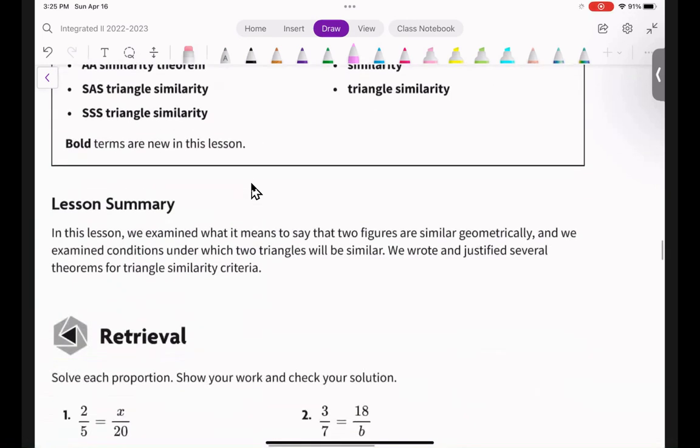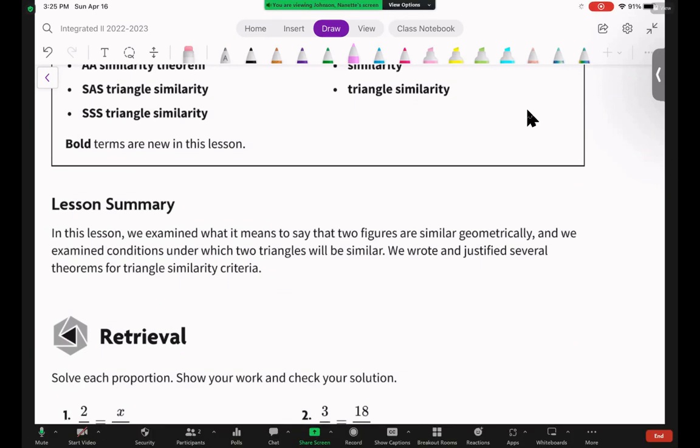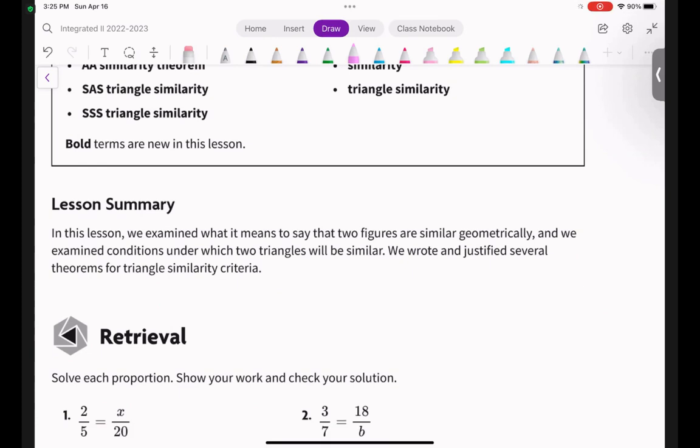Okay, make sure you read our lesson summary because that's going to help you understand and summarize all those things. Go ahead and practice using your exit ticket and your ready, set, go. Come with questions tomorrow so that we can go over what we need to go over.